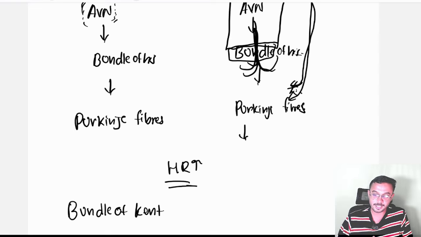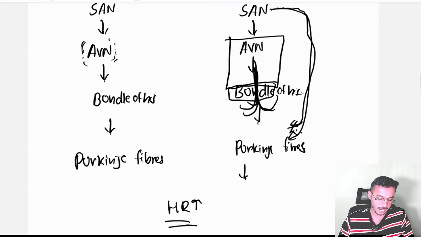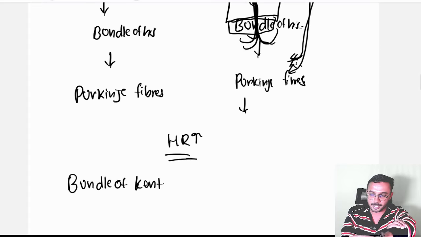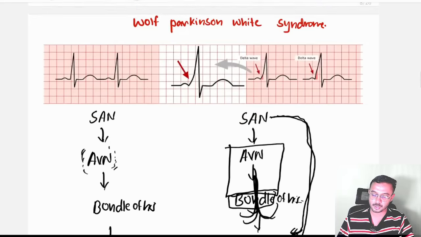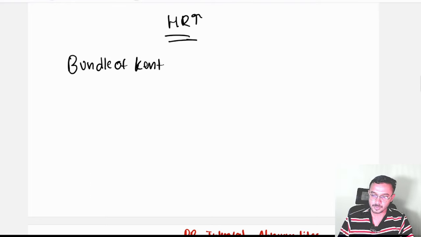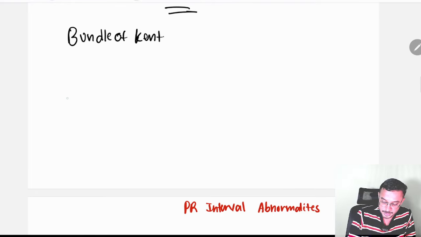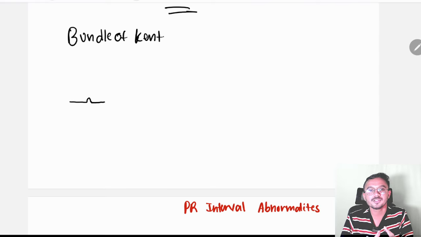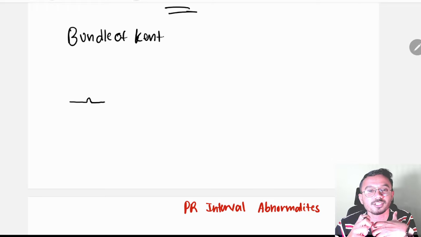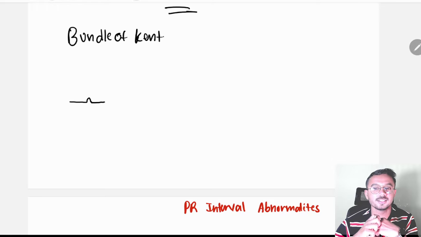So what are the ECG findings? I will show you. I will hand draw the ECG for you. So that's why you find there is a short PR interval. How does it look over here? Here the Q wave is not coming. Why is it not coming? Absent Q wave is found in WPW, Wolff-Parkinson-White syndrome.